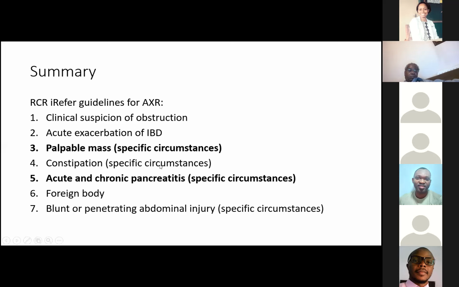And so in summary, really, I've given you a few examples of acute abdominal cases showing utilization of plain films.